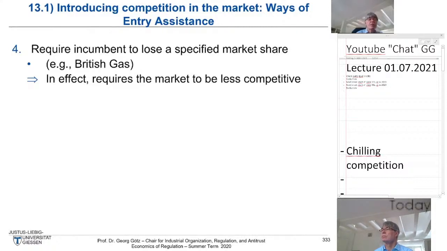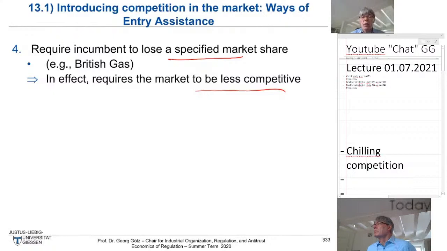What we also have in terms of a discussion is that you require the incumbent to lose a specified market share. This was a policy the UK had in terms of British Gas. That's really a strange thing because in effect it requires a market to be less competitive. This sounds really strange, but just think of the discussion of Deutsche Bahn's position in long distance passenger transport, where it's almost 100% market share. But probably the most important competitor, and that's a different discussion we had, the most important competitor to Deutsche Bahn here is the aircraft and really the car. So it's not so clear that this is a good idea, or whether the market share is a good measure of welfare or the situation in this market at all.